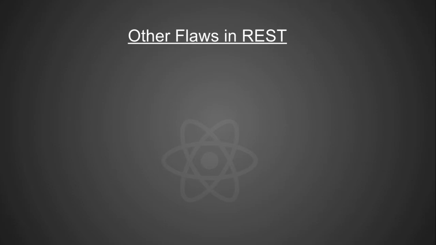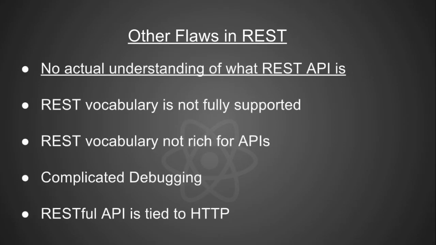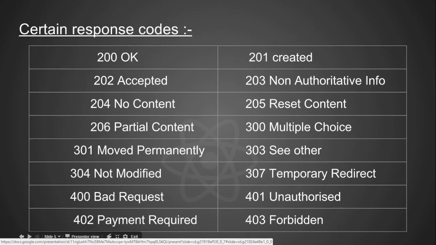Now, if we look at other flaws of REST, we can see there is no actual understanding of what a REST API is, because no one understands what a method means. For example, if we look at the list over here, there are different codes. 200 indicates OK, 201 says created, 202 indicates accepted, 203 says non-authoritative information, 204 says no content, 205 says reset content. So there is no proper understanding of the language.